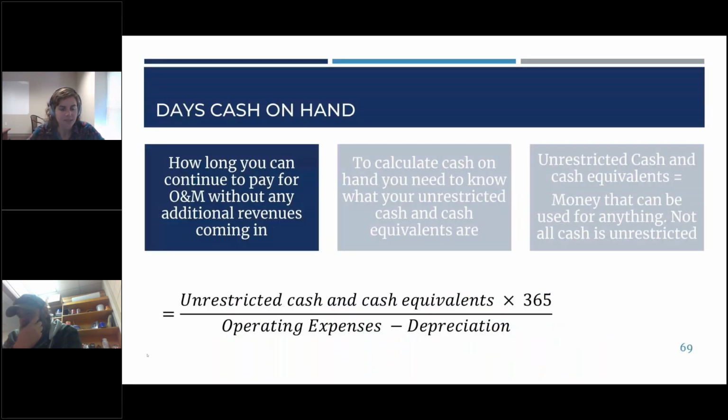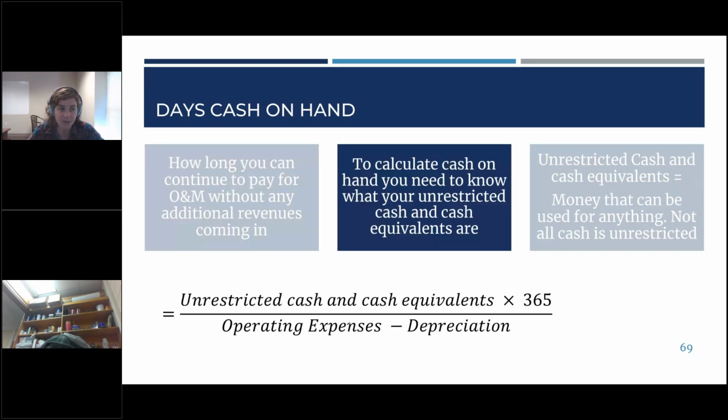All right, the next indicator that we're going to talk about is days cash on hand. The way this is calculated is your unrestricted cash and cash equivalents over your operating expenditures minus depreciation. What this tells you is how long you can continue to pay for O&M without any additional revenues coming in.